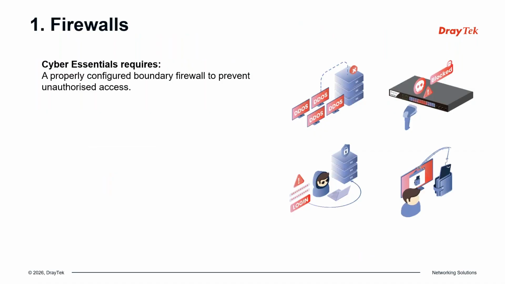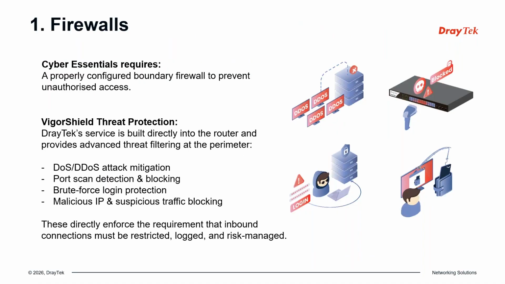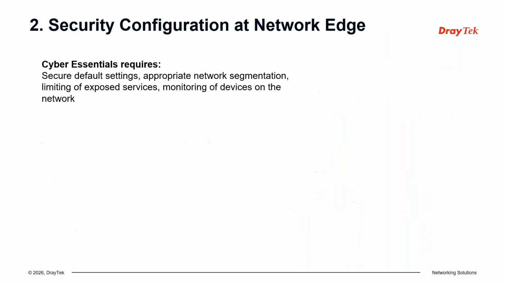The first one is to do with firewalls. So Cyber Essentials requires that there is a properly configured boundary firewall to prevent unauthorized access. So VigorShield helps tick that requirement, because it's built directly into the router, and it provides advanced threat filtering at the perimeter with DoS attack mitigation, port scan detection, brute force protection, malicious IP and suspicious traffic blocking. So that then helps meet that requirement.